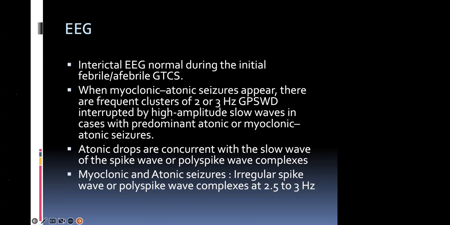When myoclonic or atonic seizures appear, there are frequent clusters of 2 or 3 Hz generalized spike and wave discharges interrupted by high amplitude slow waves in cases with prominent atonic or myoclonic atonic seizures. Normally, myoclonus will have a polyspike and wave discharge, whereas the atonic seizure comes during the slow waves. So if somebody has a polyspike followed by a slow wave, you will have myoclonic jerks during that polyspike and a drop attack during that slow wave.